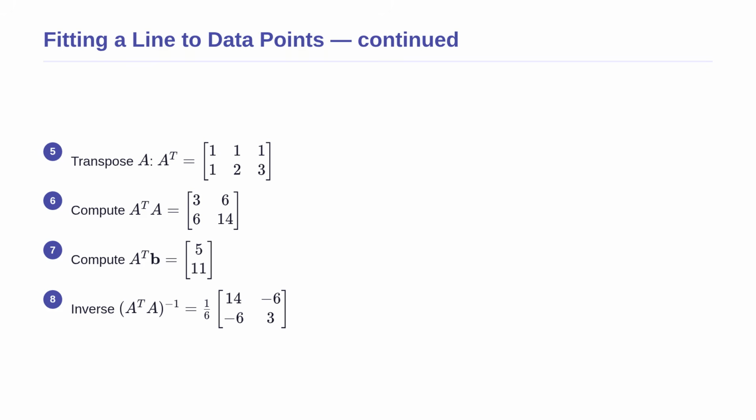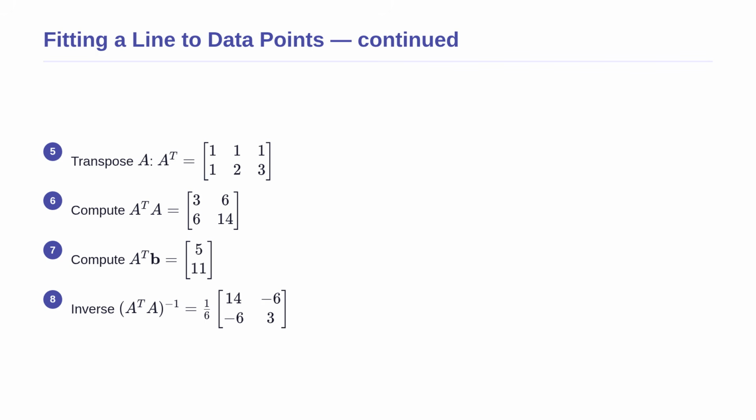Continuing with our calculation, we need to build the pieces for our normal equations. First, we find the transpose of A by turning its columns into rows. Next, we multiply A transpose by A. Notice the result is a symmetric 2 by 2 matrix, which confirms we are on the right track. Then, we multiply A transpose by our target vector B, compressing our target data into just two numbers.